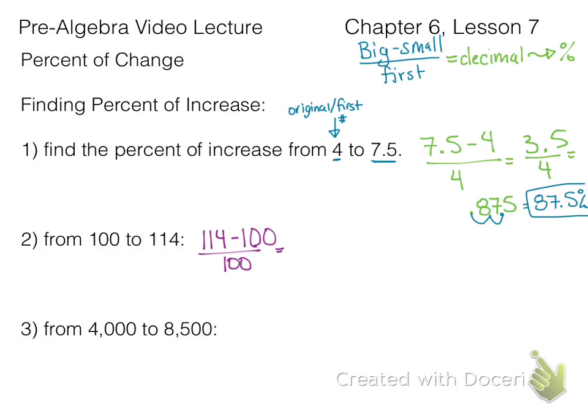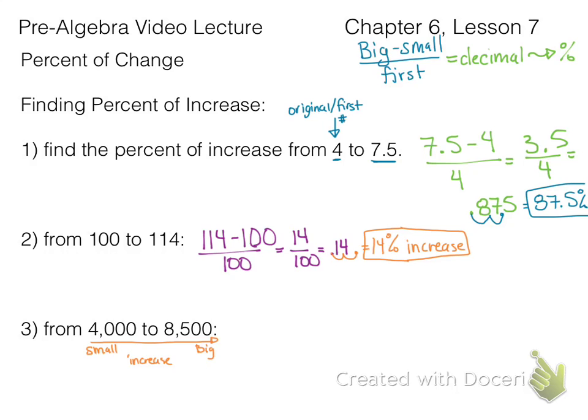All right, next problem. The big number minus the small number divided by the first number. So it's 114 minus 100 over 100, which equals 14 over 100, which is 0.14 when you divide. Move the decimal 2 places to the right, and you get a 14% increase. All right, the last problem here is small to big. Even if the problem doesn't tell you if it's an increase or decrease, you should be able to figure it out, because if the numbers are going from small to big, that is an increase, or big to small, which is a decrease.